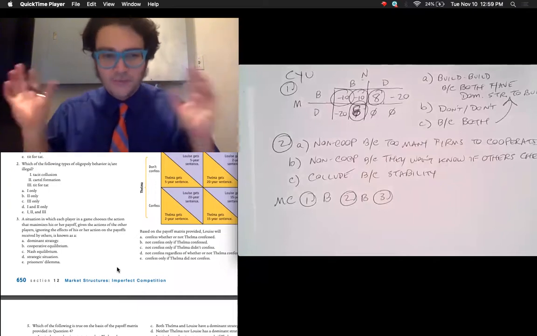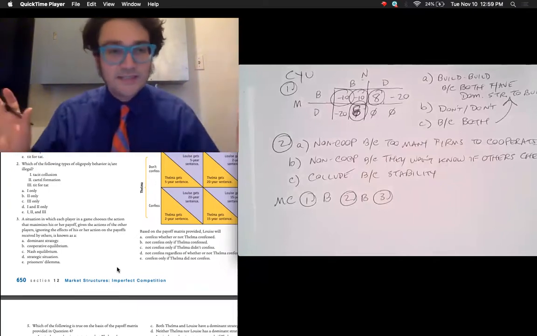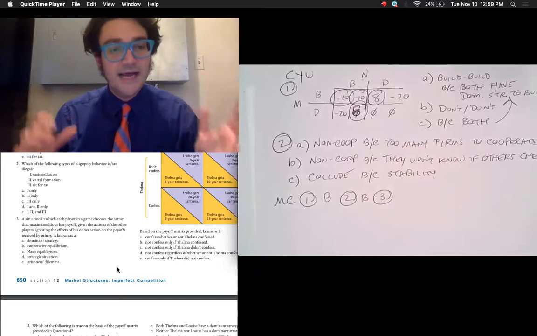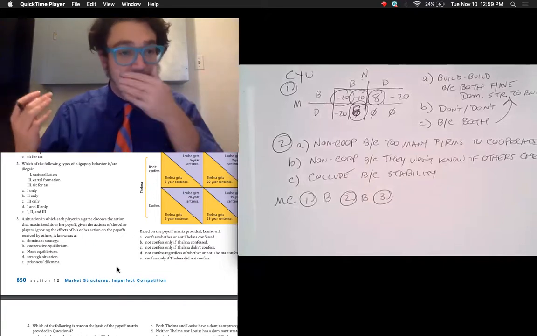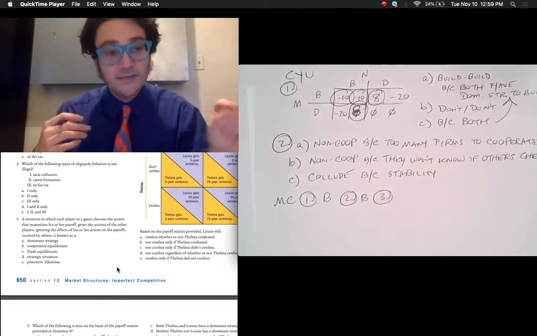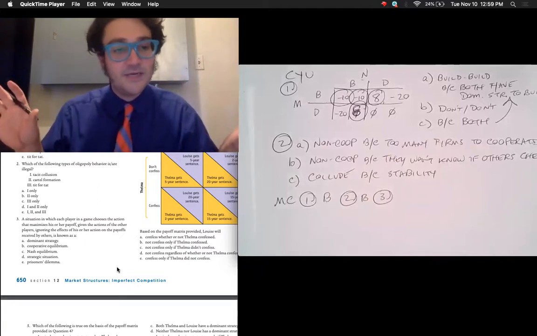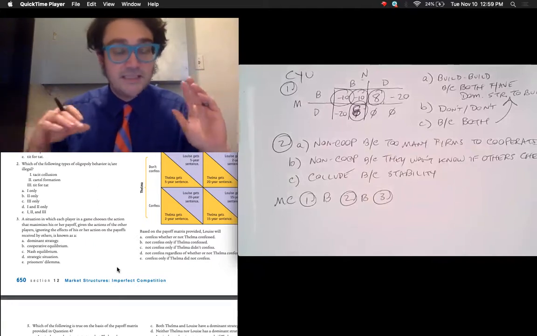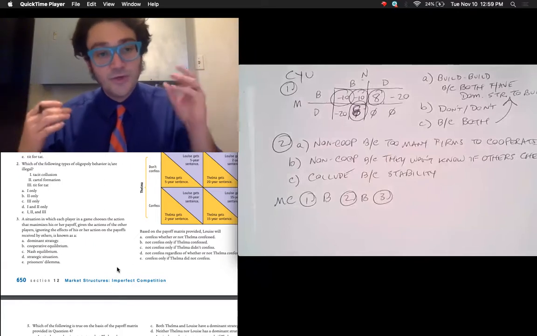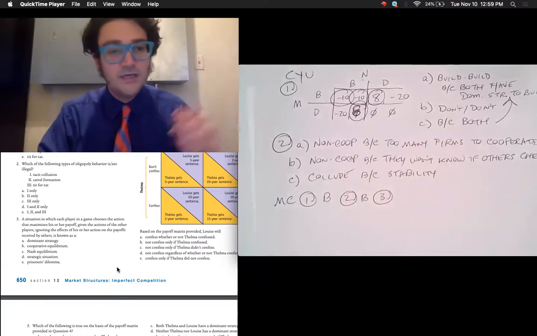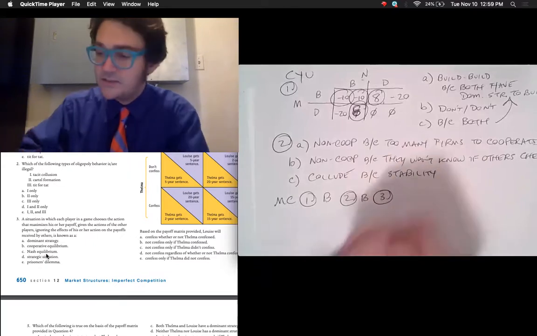Number 3, a situation in which each player in a game chooses the action that maximizes their payoff given the other actions, ignoring the effects on the payoffs received by others, is known as, that's the idea that when each player is doing it and ignoring the effects on the payoffs received by others, that's what we say is a Nash equilibrium, right? You choose your own payoff and you don't care about what the others are going to end up with. So C.